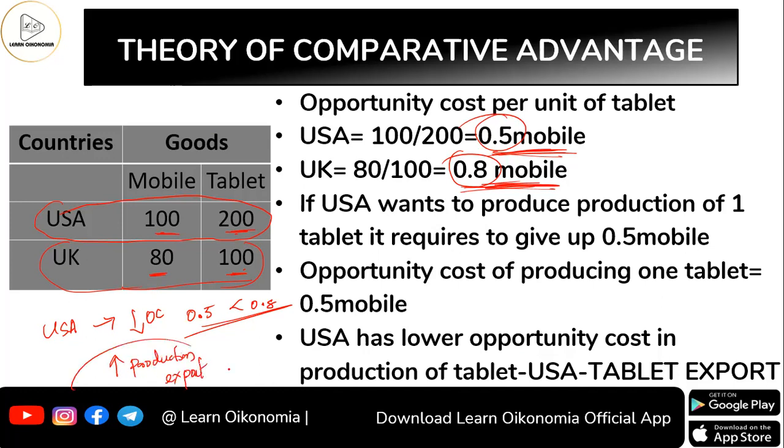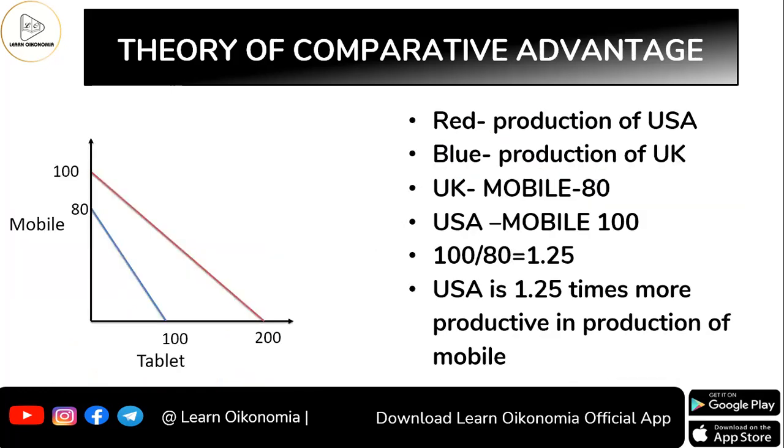What? Tablet. So here we could find that USA was specializing in the production and export of one commodity, and UK was producing and exporting another commodity, right? So I'm giving you the graphical explanation here. We do have tablet taken along the x-axis, and mobile phone taken along the y-axis. The red line is the line of the USA. And what about this blue line? This shows the production by UK.